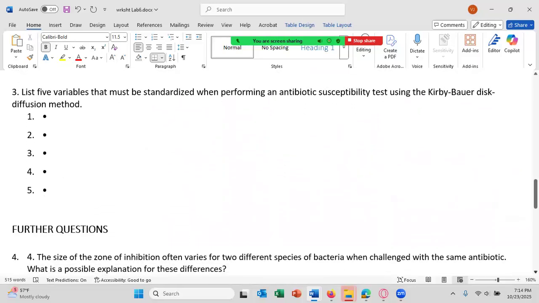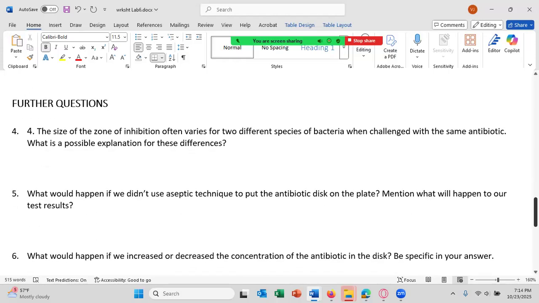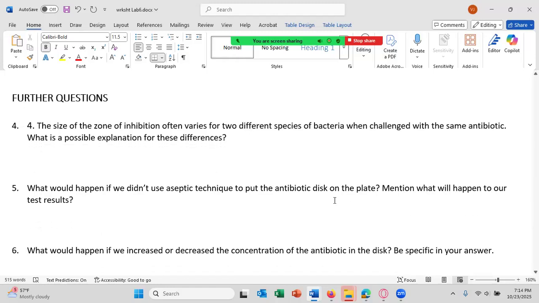All right, for question 3, list 5 variables that must be standardized when performing antibiotic susceptibility tests using the Kirby-Bauer disk diffusion method. And you can get that directly from the table or from the text of the lab module. 4, the size of the zone of inhibition often varies for 2 different species of bacteria when they are challenged with the same antibiotic. What is a possible explanation for these differences?